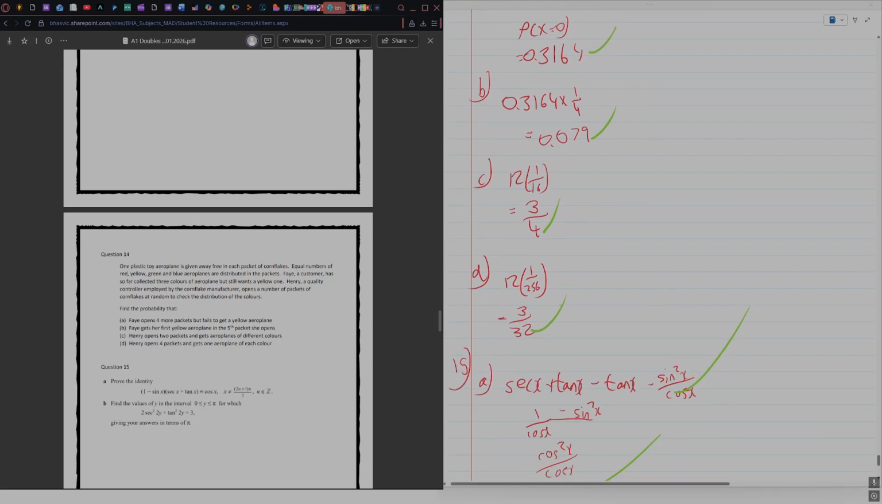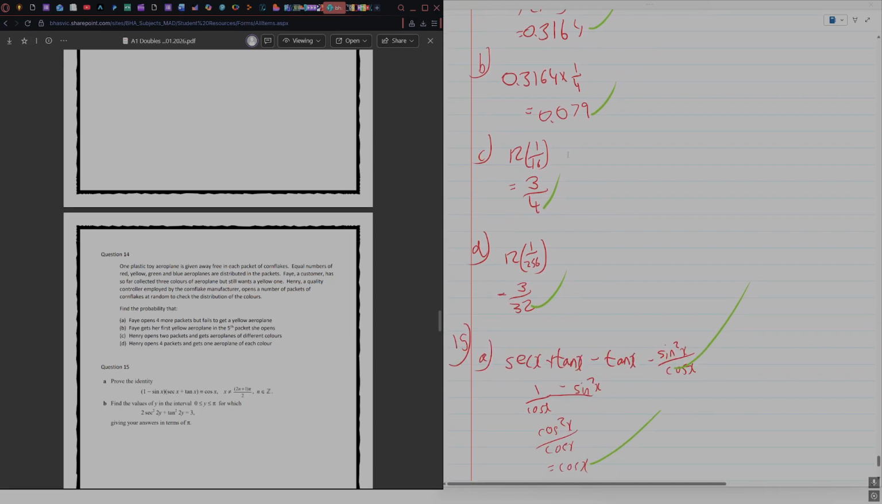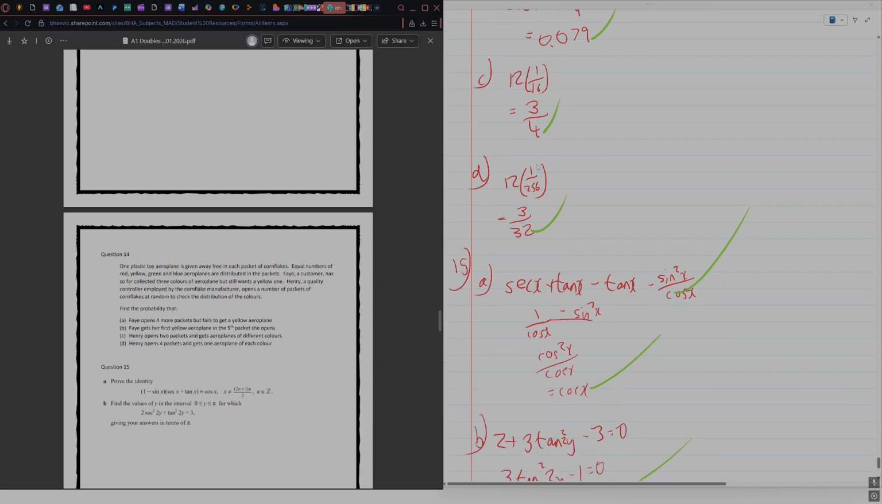And then for this one, it's a 1/16 chance, and there's 12 different ways you can do it. And then for this one, it's 1 over 4 to the power of 4 chance, and there's 12 different ways of doing it. And then that'll give you your answer.